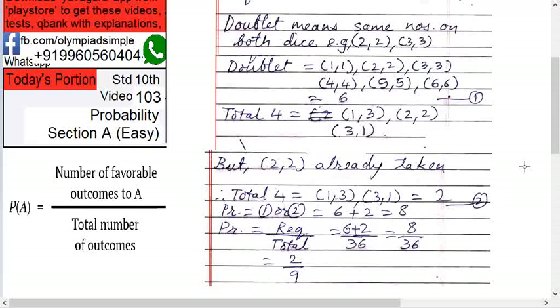So we want 1 or 2 means plus, or means plus. So 6 plus 2 is 8. Probability equals to required upon total. 6 plus 2 8 upon 36, right? So bring it to the lowest, 2 by 9.